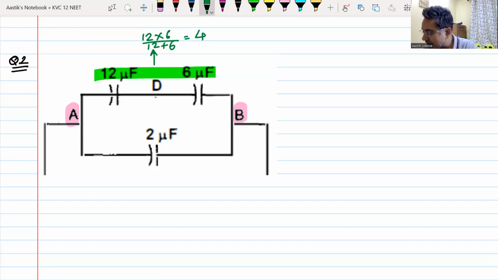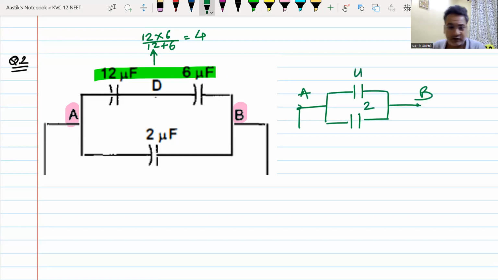As soon as you get 4 as the answer, you can redraw the circuit in your mind. In your mind, you can see on the top there is a 4 microfarad. In the second branch, you have 2 microfarad. This is point A and this is point B. This is 4 microfarad. This is 2 microfarad. So now this 4 and 2, everyone can see they are in parallel. The answer will be 4 plus 2, and hence the answer should be 6 microfarad. 6 microfarad is the answer that we are looking at.